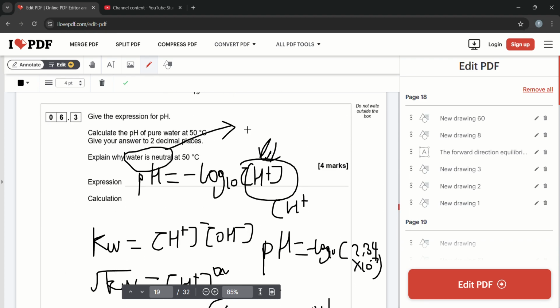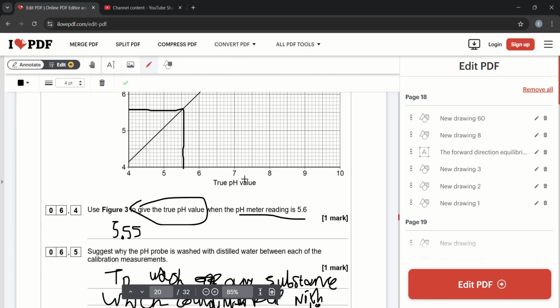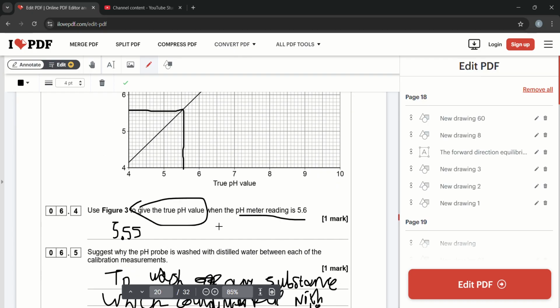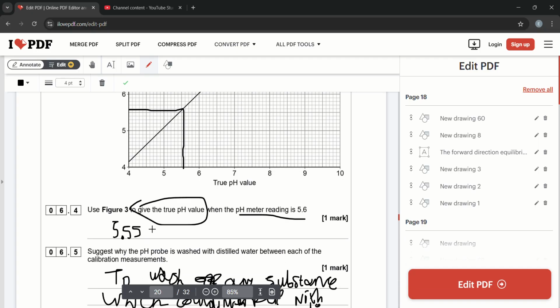And then explain why water is neutral. Like I said before, when it asks about why water is neutral, use that equation: [H+] is equal to [OH-], square brackets. Use figure 3 to give the true pH value, and pH is 5.6. Meter reading 5.6, draw a straight line, then draw a straight line down, and you get your value.